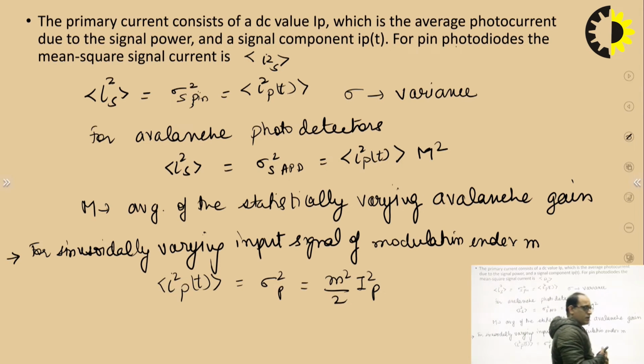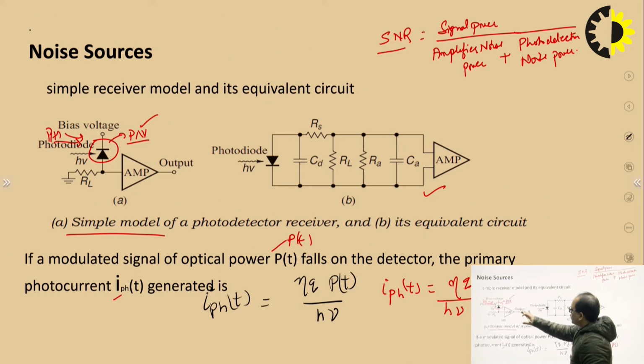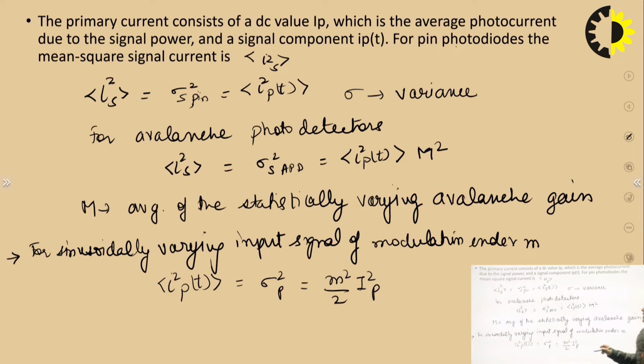But if the photodetector is an avalanche photodiode, then there will be a multiplication factor of M. Clear? So to get the signal power, the mean square value of the signal current will be there. To get the signal power, that is I square S, it is represented by sigma square. This sigma represents the variance, which is equal to I square into M P of t. Clear? For the photodetector, the I square S means signal power.